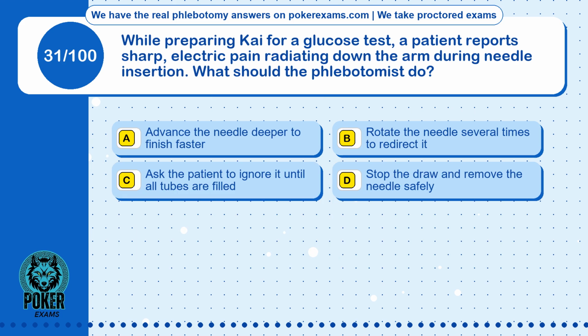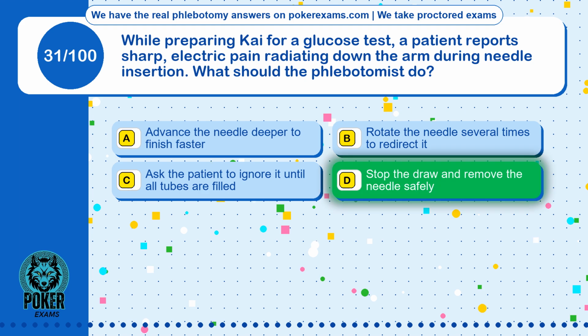Question 31. While preparing Chi for a glucose test, a patient reports sharp, electric pain radiating down the arm during needle insertion. What should the phlebotomist do? Option A. Advance the needle deeper to finish faster. Option B. Rotate the needle several times to redirect it. Option C. Ask the patient to ignore it until all tubes are filled. Option D. Stop the draw and remove the needle safely.